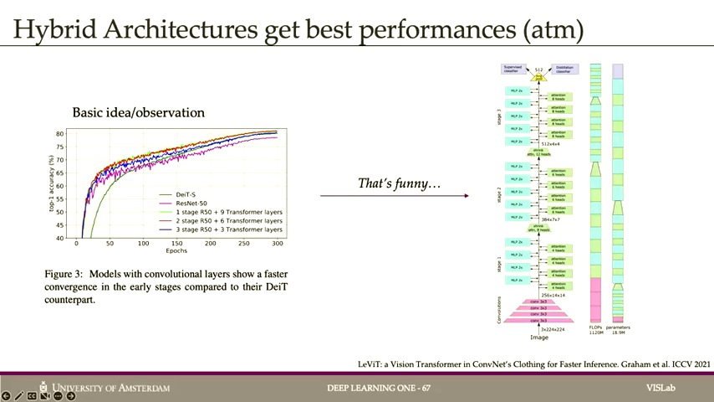You can see at the bottom that the image comes in and you have this pyramid, this trapezoidal shape. And then after that, you end up at a much smaller spatial resolution, which then gets further transformed using a transformer stack. And these are pretty much the best architectures we have at the moment, these hybrid architectures.